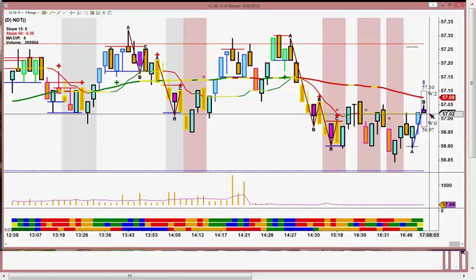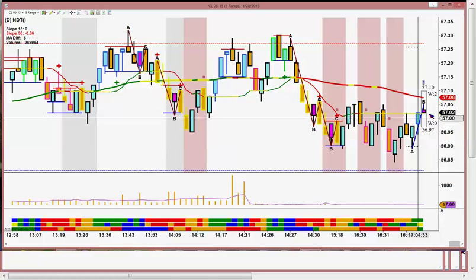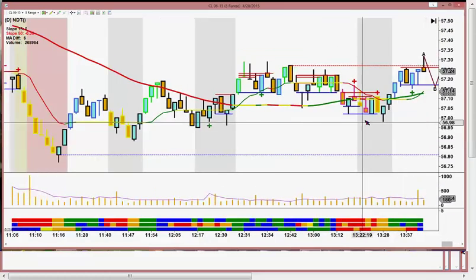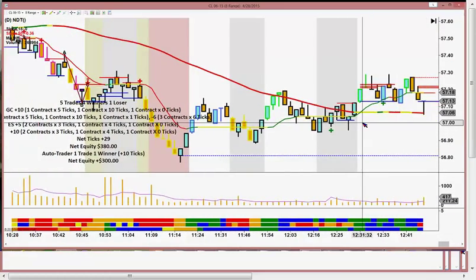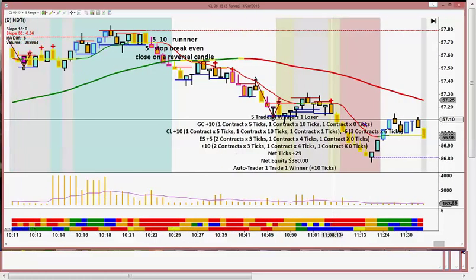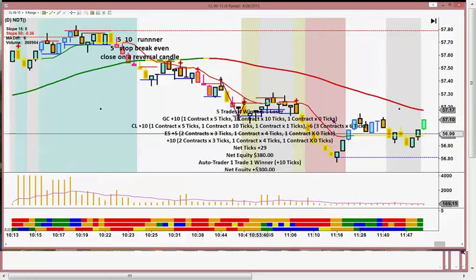Now, we want to trade directly off support and resistance. We don't want to trade 5 or 6 or 7 ticks off support or resistance, because if we do, there's a chance the trade will retrace right back into support.